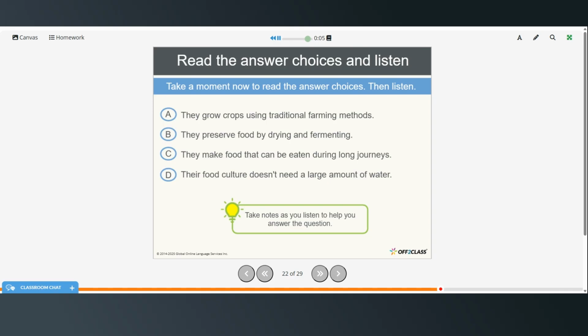Which statement about the Almara tribe's food practices is not true? Okay, choose the answer that is not true. You can use your notes to help you.